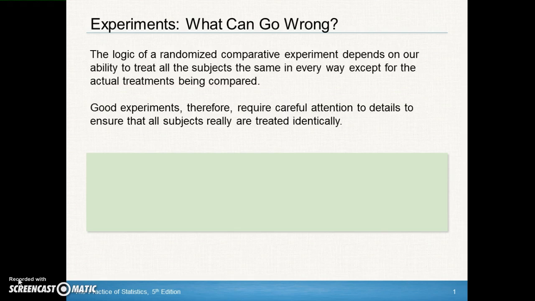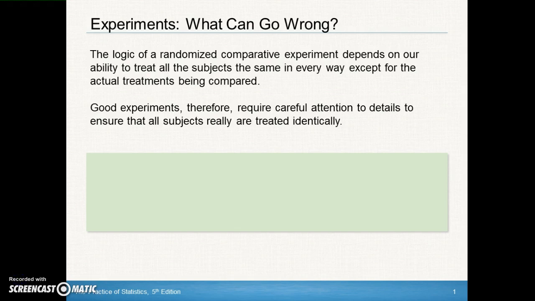So a randomized comparative experiment, meaning an experiment with a randomized design that compares multiple treatments, depends on our ability to treat all the subjects the same in every way except for the actual treatments being compared. So good experiments require really careful attention to detail to really ensure that all subjects are treated identically. So let's look at an example of this.